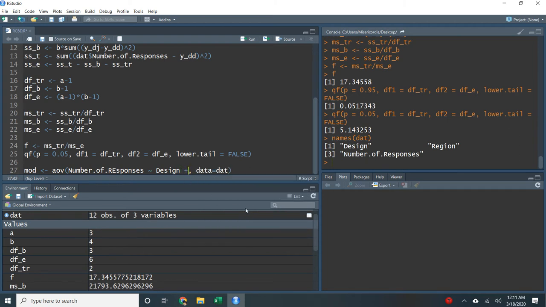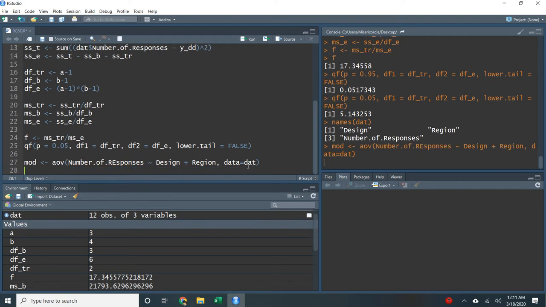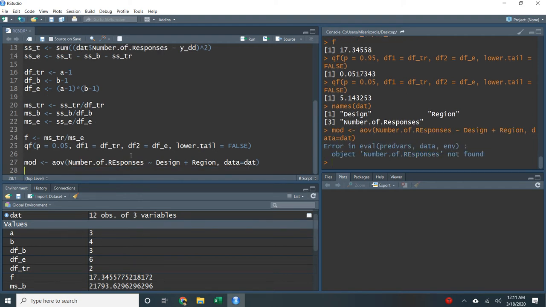To add in another variable in the formula notation, we actually use the plus sign. So the plus means add a variable. Note that plus, minus, squared, some of these other things don't necessarily mean what they normally do. So we're not taking the column design and adding the column region. In the formula notation, plus means add a new variable to the model. So we're going to add the variable region to the model. Oh, and this is case sensitive.